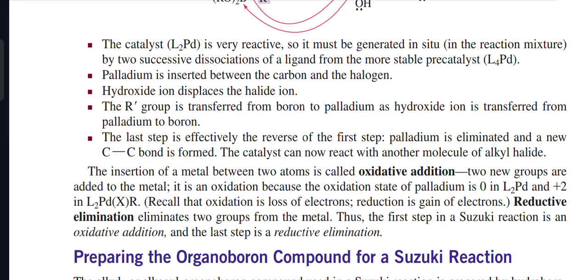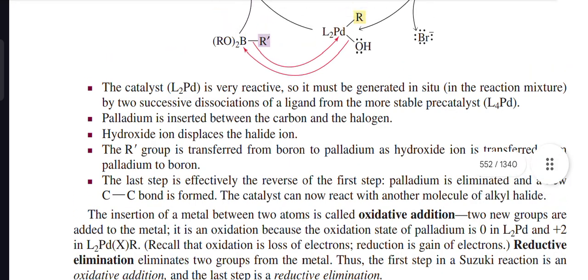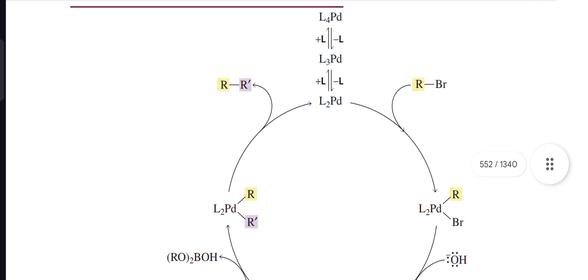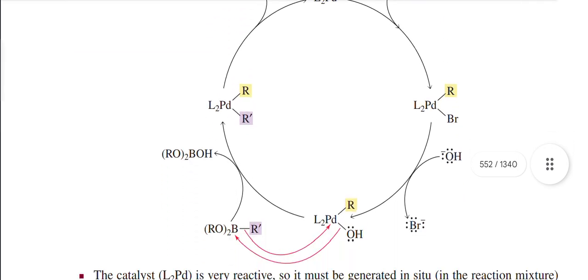Recall that oxidation is loss of electrons, reduction is gain of electrons. Reductive elimination eliminates two groups from the metal. Thus, the first step in a Suzuki reaction is an oxidative addition and the last step is the reductive elimination. So this is the mechanism of the Suzuki coupling, or we can say the Suzuki reaction.